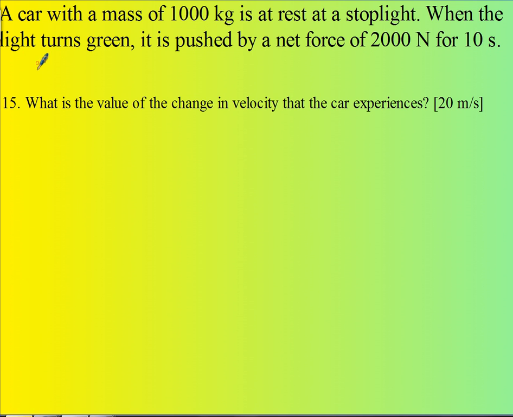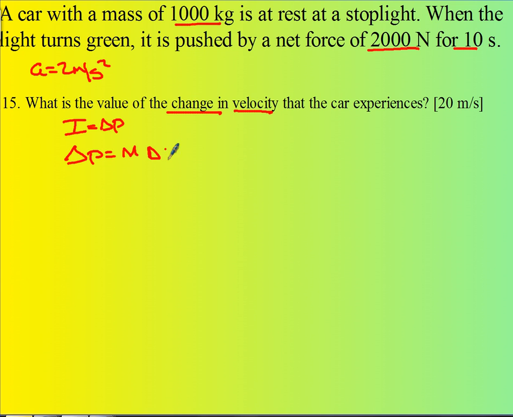Now, remember, my acceleration is 2 meters per second squared. I learned that in the last problem. It's the same car, mass of 1,000 kilograms, and now it's being pushed by 2,000 newtons for 10 seconds. All right, what is the change in velocity? Whenever you see change in velocity, think impulse equals change in momentum, or maybe change in momentum is m delta v.